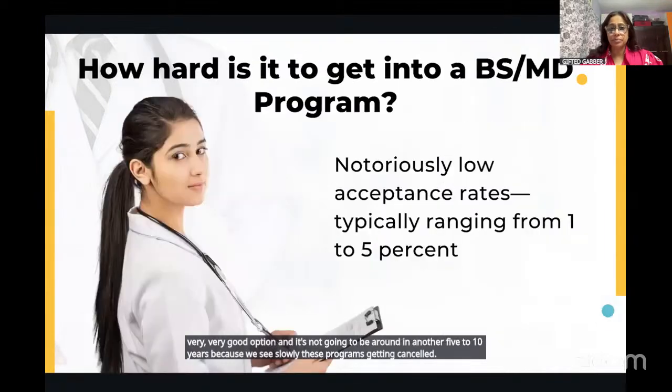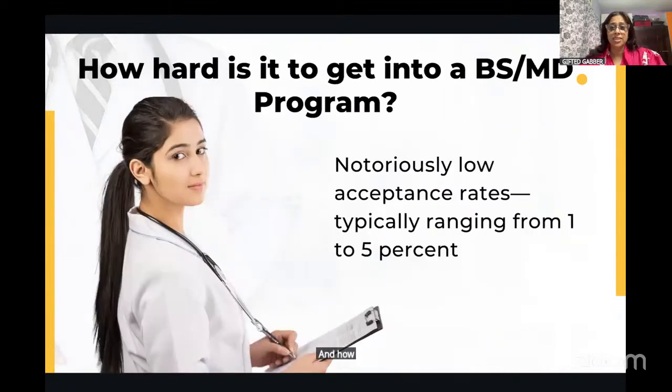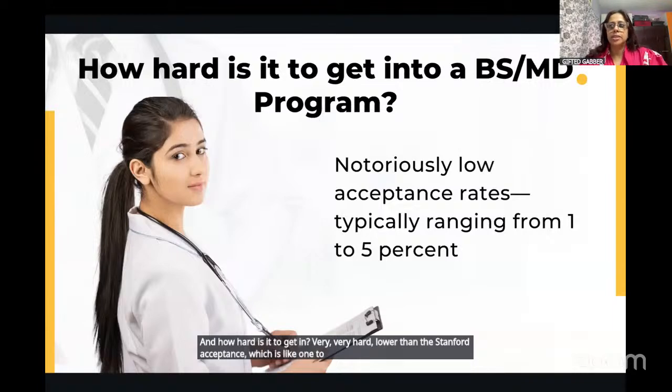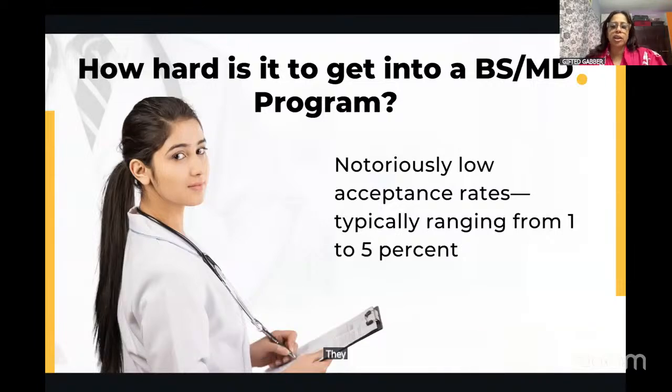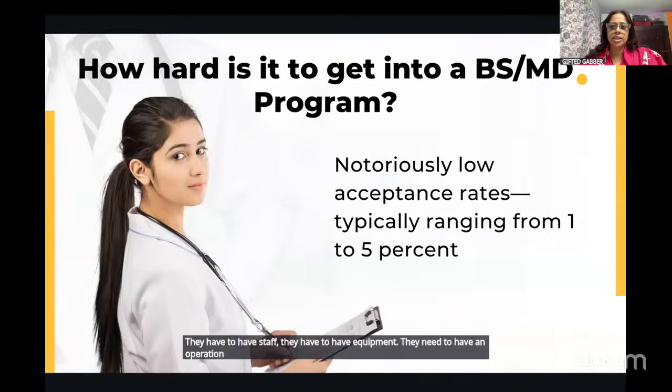And how hard is it to get in? Very, very hard. Lower than the Stanford acceptance, which is like 1 to 5%, because it takes a lot of effort from an institution to offer this program. They have to have staff, equipment, an operation theater, the whole setup, and it's extremely expensive and extremely difficult for them to maintain. That's why they're very, very particular about who they select, so that the drop-off rate is way low.